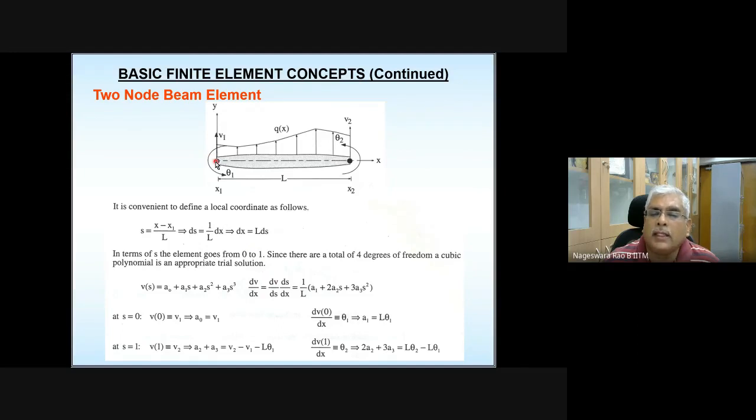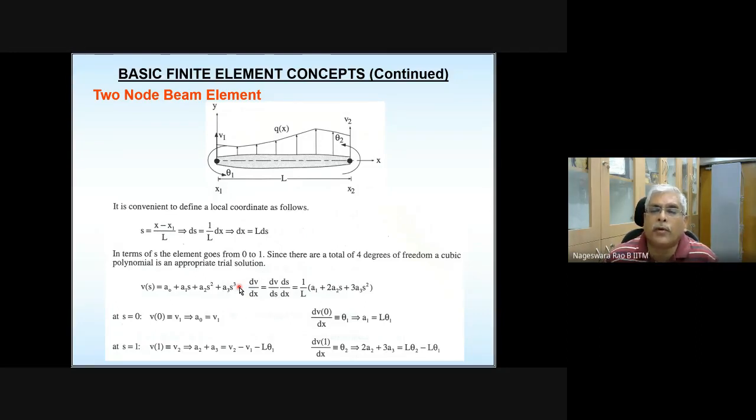And what is V at S is equal to 0? V at S is equal to 0 is V1. V at S is equal to 1 is V2. And the derivative of V with respect to X at this location is theta 1. Derivative of V with respect to X at this location is theta 2. Why are we noting all this? Because there are 4 coefficients to be determined, A0, A1, A2, A3. So I require 4 boundary conditions.